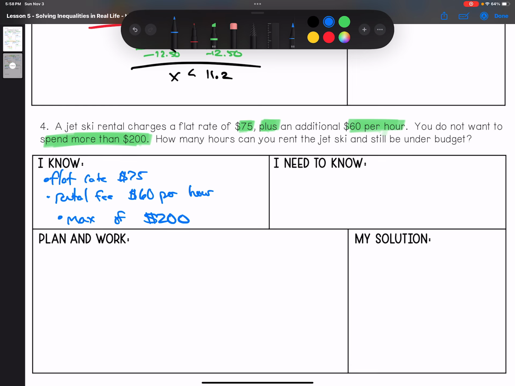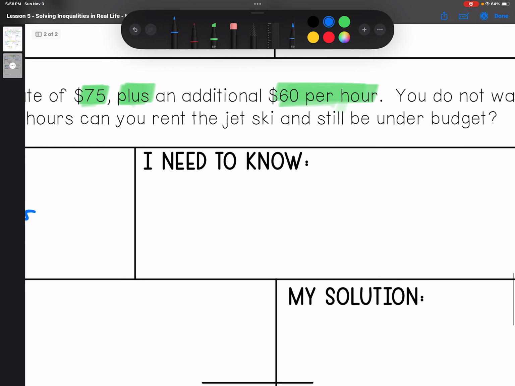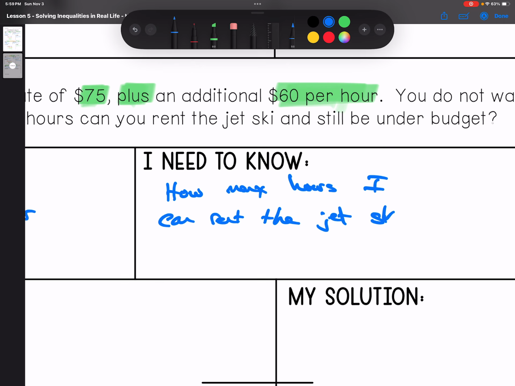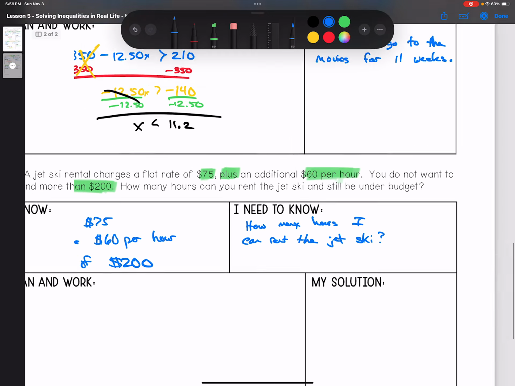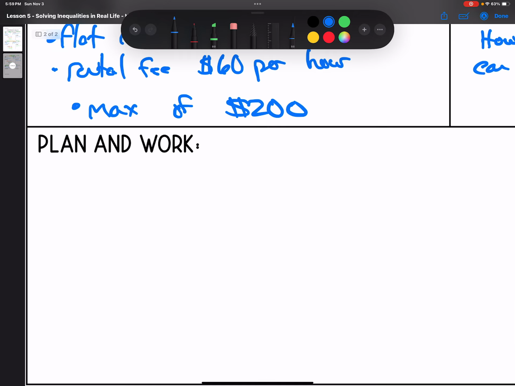Johnny Crockett. What do I need to know? I need to know how many hours I can rent the jet ski. So let's go work it out. I know that is $60 per hour plus the $75. And I know it has to be less than 200 because that's all the amount of money I got. So now let's go work it out.